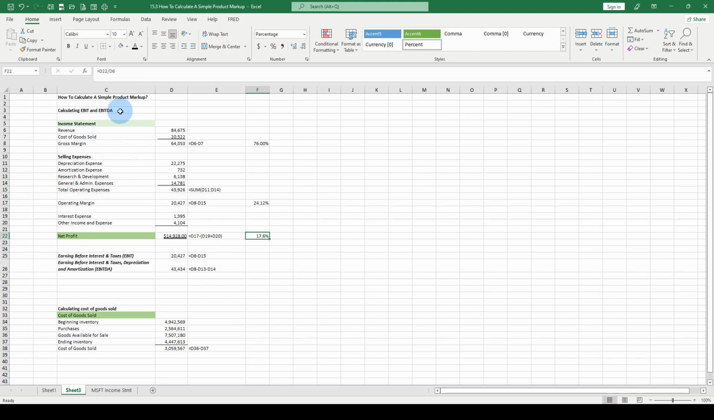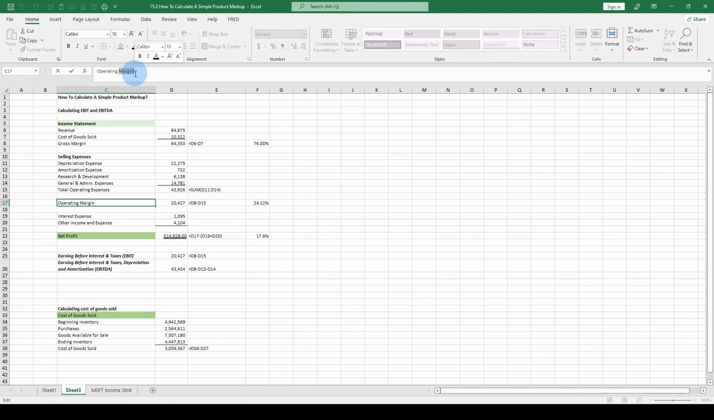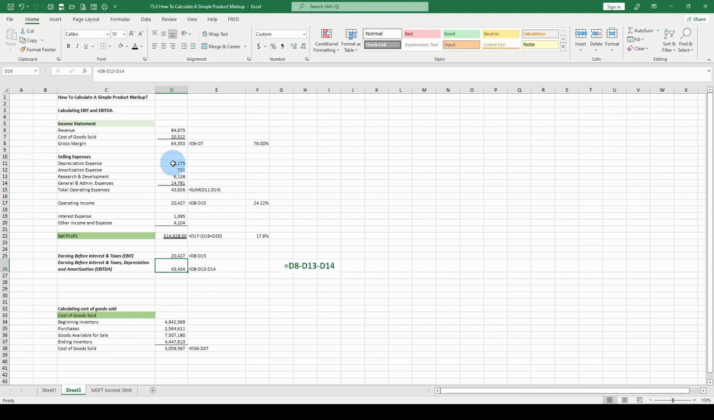We want to know calculating EBIT and EBITDA. EBIT is earnings before interest and taxes. EBITDA is earnings before interest, taxes, depreciation, and amortization. Well, your operating income, this should be operating income, is 20 grand. It's right here. And your EBITDA is your operating income, and then you add back depreciation right here and your amortization to have your EBITDA. And you're saying, well, so what?